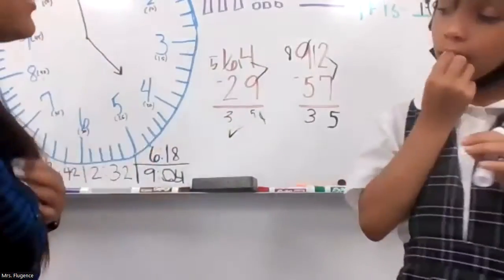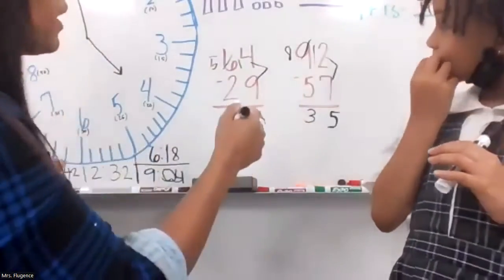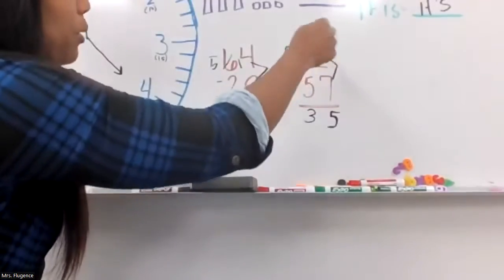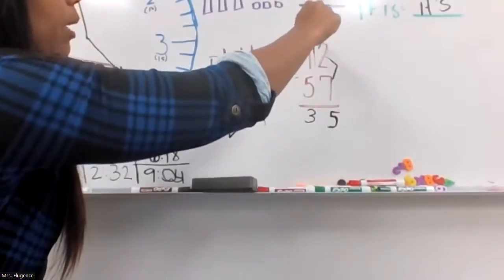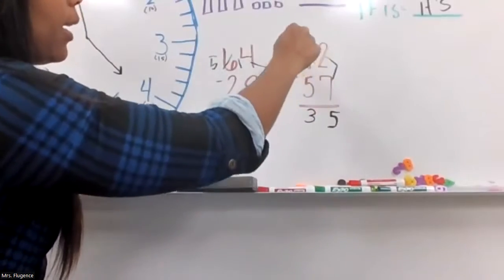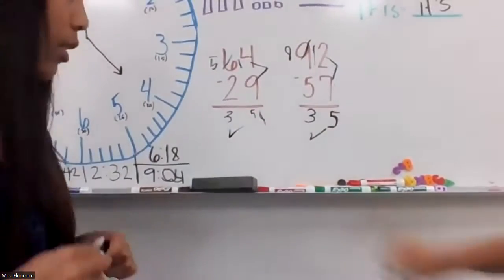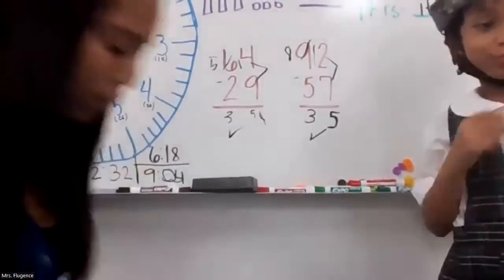Then I have 92 minus 57. 2 minus 7. Can't do that. So I need to take 10 from this 92. Take this 9, turn it into 8 for 82. Add that 10 to the 2. It becomes 12. 12 minus 7 is 5. Then 8 minus 5 is 3. Wow! Yeah! You both got it right! Yep, awesome, awesome. And it's the same thing.